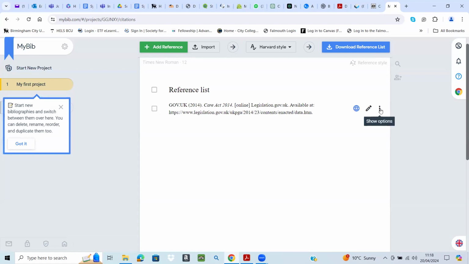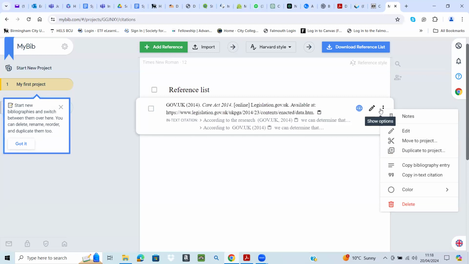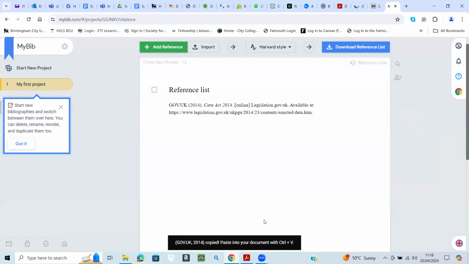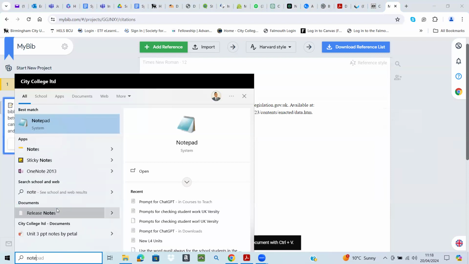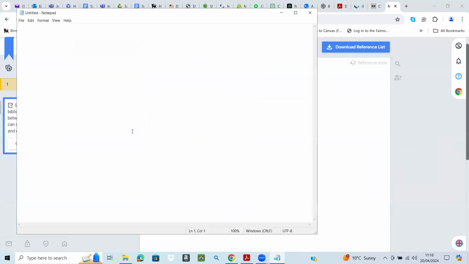If we have used this version, then we'll go to show options. Then we have copy bibliography entry and copy in-text citation. If I copy the in-text citation, look, this is the in-text citation here: gov.uk, and in brackets we have the year. I have copied it. For example, if I'm opening a notepad, but we'll do it in Microsoft Word, the in-text citation would be like this.